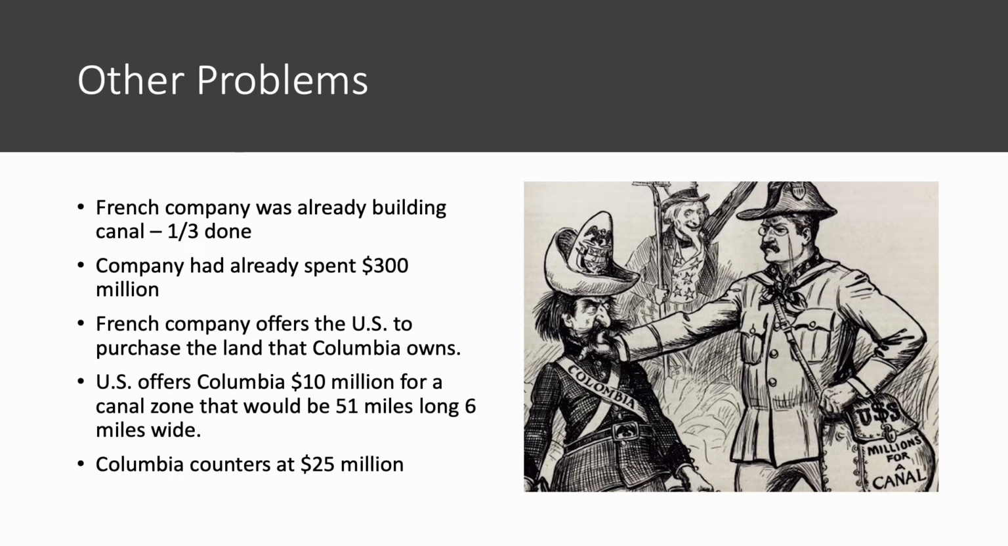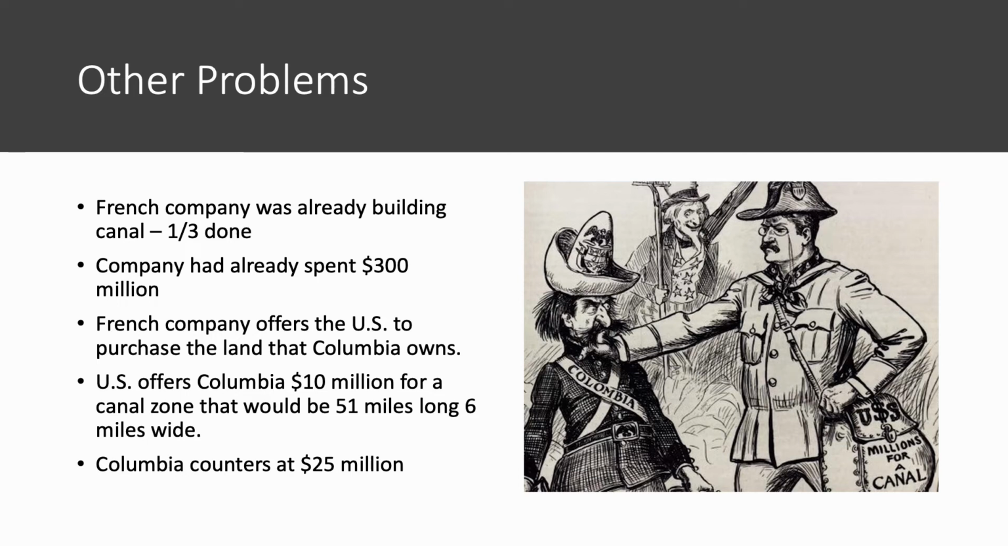At the beginning of the 1900s, a third of the Panama Canal had already been completed. A French company was already building it, and they'd already spent $300 million on it. So the French company offers the United States to purchase the land that they had been working on that is actually owned by Colombia. That doesn't make any sense because the French don't own the land, so why would the United States pay them? It makes sense that they would pay Colombia.